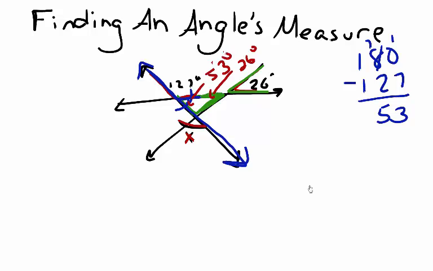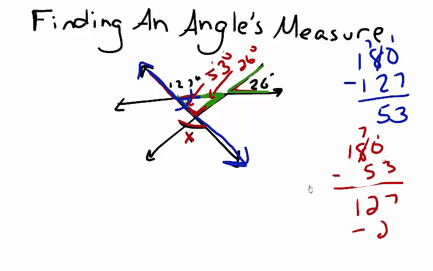Now, because the sum of all angles in a triangle equals 180, I know that my remaining angle in my triangle can be found by taking 180, subtracting 127, subtracting 53, and then subtracting 26. So the measure of my third angle inside my triangle is 101 degrees.